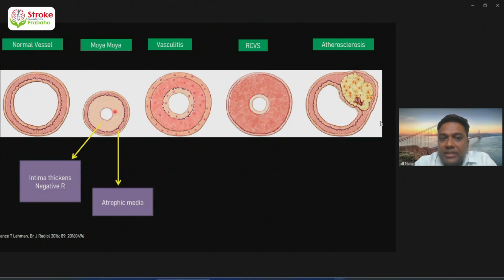So if you see here, the intimal layers have thickened, but the media is atrophic. And it is called negative remodeling because if you compare with a normal vessel, the outer diameter of the vessel has reduced. So this is called a negatively remodeled artery.